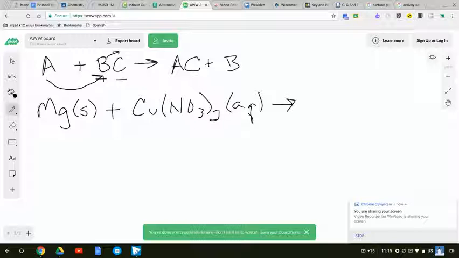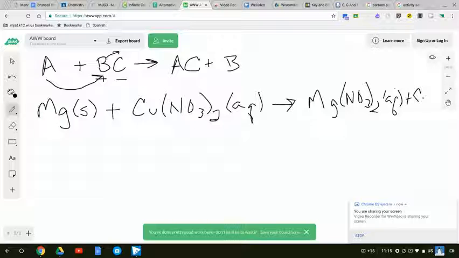So magnesium will take the place of the copper, and we end up with magnesium nitrate in solution plus, the copper got booted out, or the copper was replaced. I'm running out of room here, so I'm going to have to sneak a solid in there. That's an S for solid. And our equation looks like this.